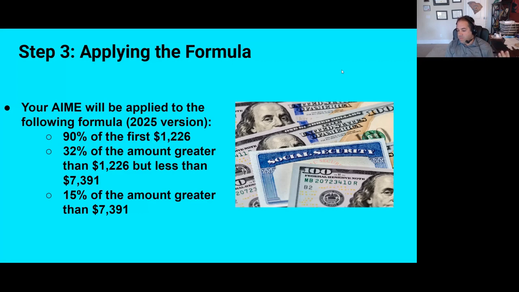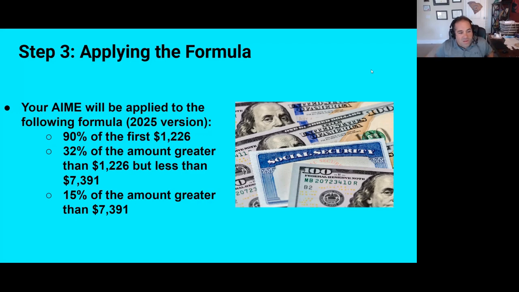Again, Social Security benefits, the amount of income that counts is capped by the year. So there is a maximum Social Security benefit you can get. In 2025, it's right around $4,000 a month for people who retire at full retirement age. I'm going to discuss that in a different video. That was another request I had.